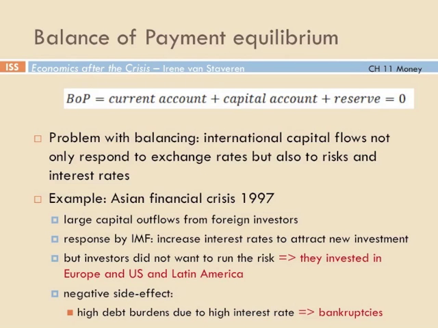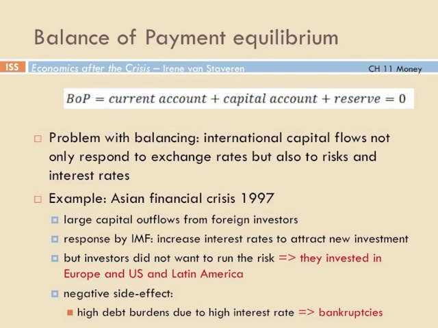The last slide in this session discusses balance of payment equilibrium, again from a neoclassical economic perspective. We have an equation. There is equilibrium in the balance of payments when the total sum of the current account, the capital account, and the reserves adds up to zero. So there may be a positive current account, meaning more exports than imports, a negative capital account, meaning more capital flowing out than coming in, and there may be reserves to balance this to zero.